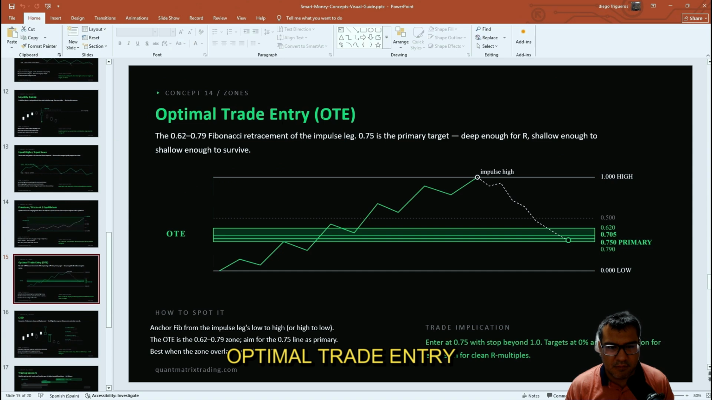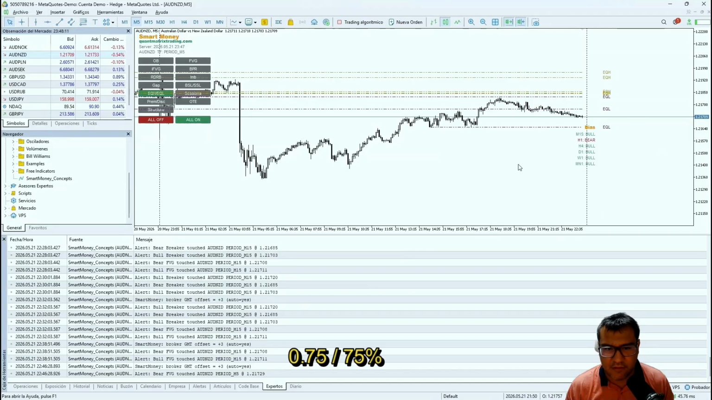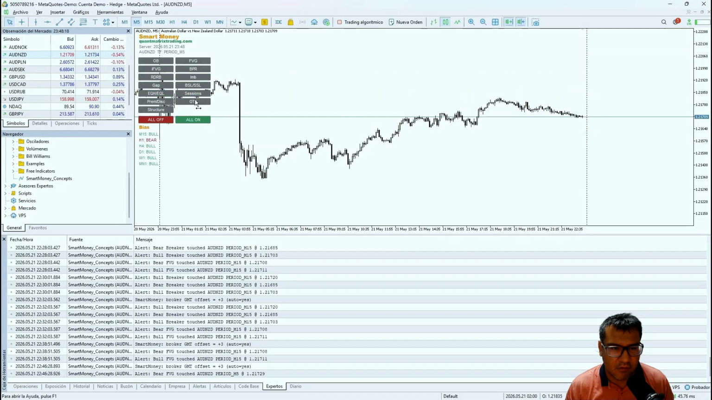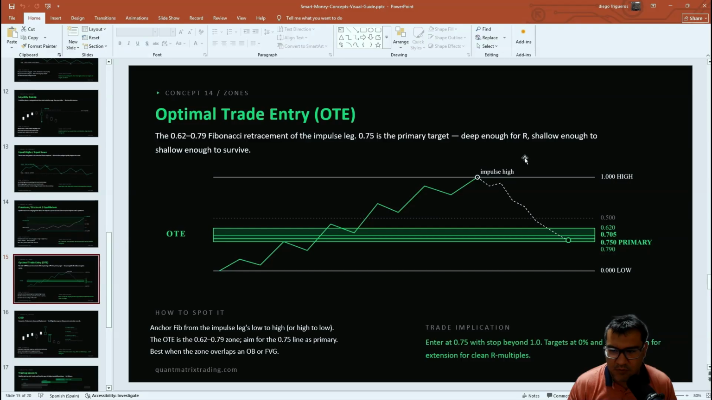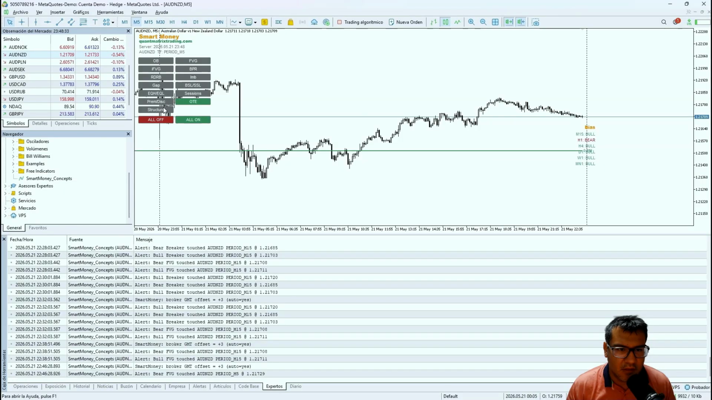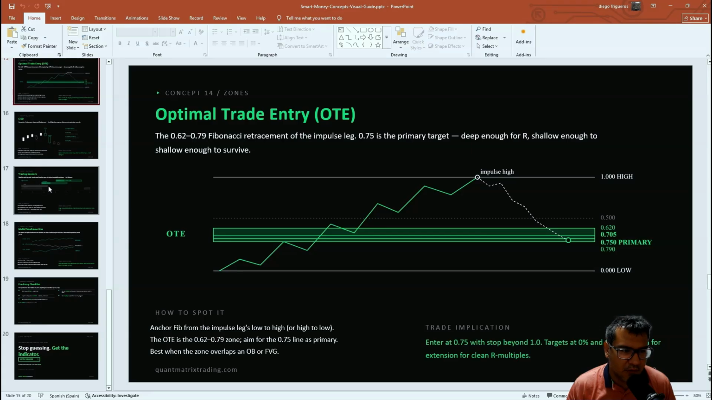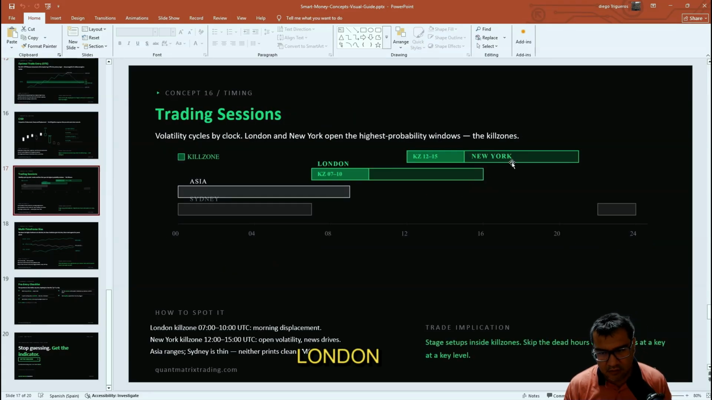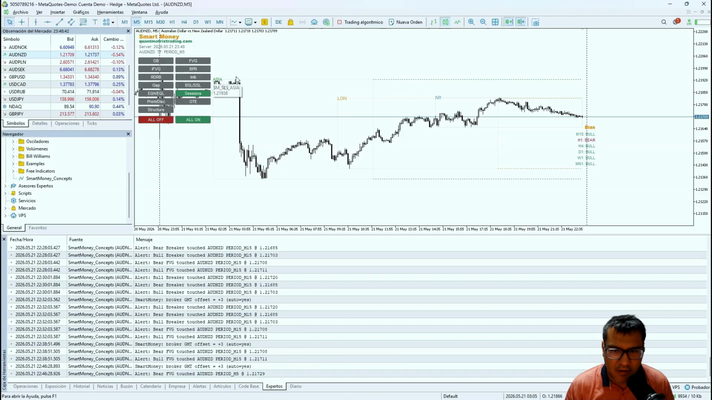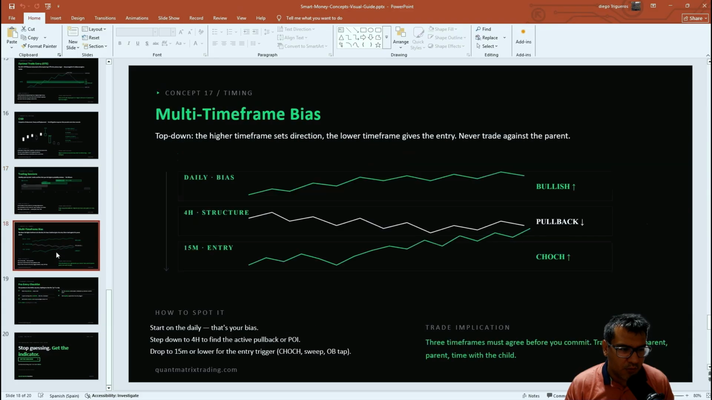Then the optimal trade entry is a Fibonacci retracement at 0.75. So I'm going to turn off all of these and this one. So from this whole impulse, it marks the 0.70, which is the 75%. Then another one is sessions: Asia, London, and New York. It marks like this. I think I finished with all of them.